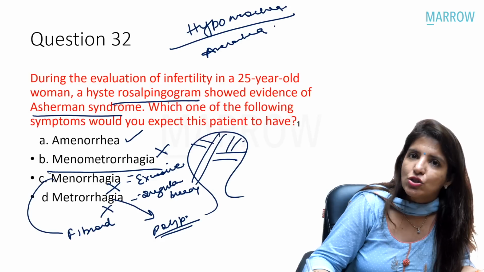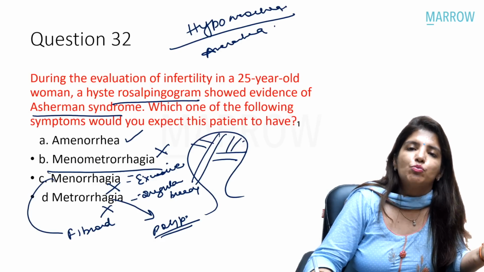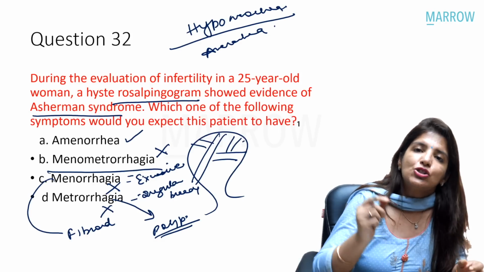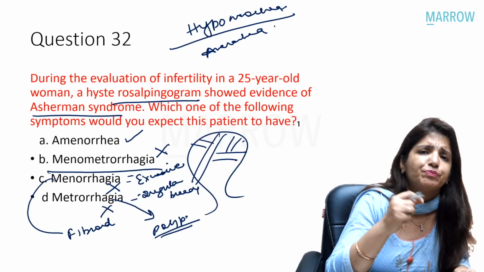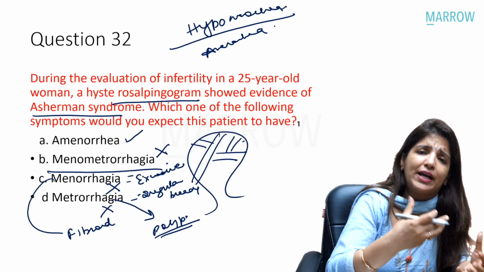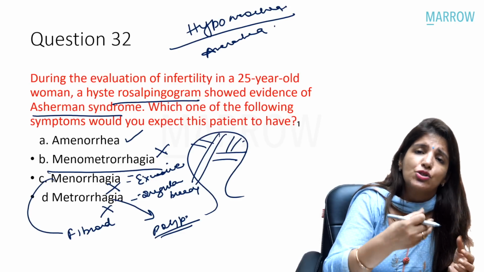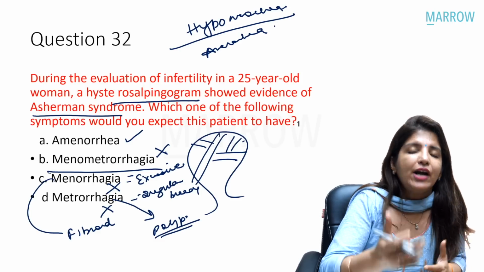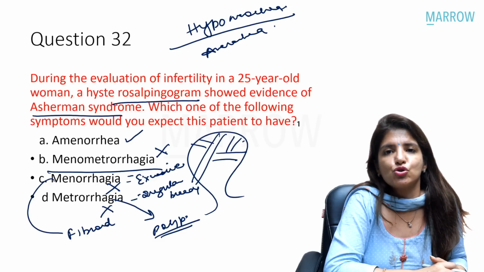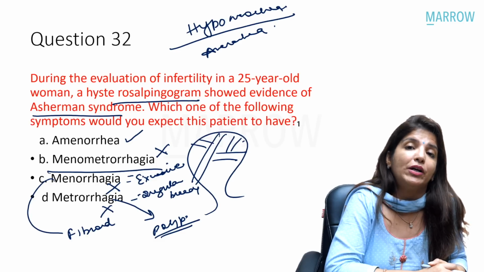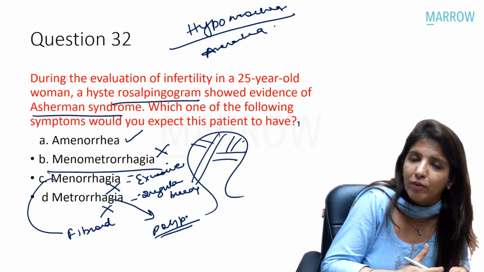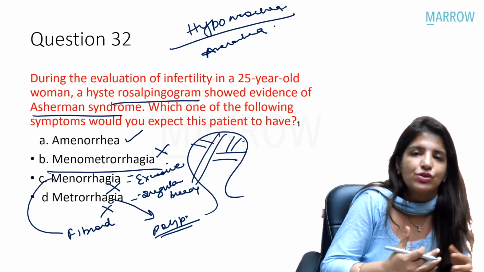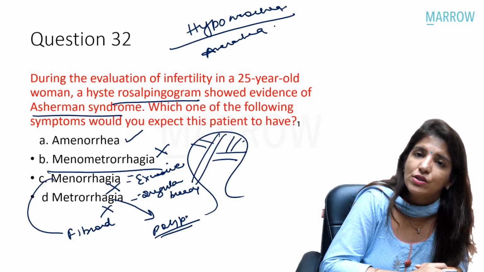How do you manage Asherman syndrome? You have to cut the adhesions by using a hysteroscope. So it is hysteroscopic adhesiolysis. Plus, you will have to insert an IUCD so that the adhesions do not form again, or you will have to insert a balloon catheter so that the adhesions do not happen again, and you will have to give estrogen and progesterone therapy to the patient because the endometrium is thin. I want to rebuild the endometrium, so I am going to give her estrogen and progesterone therapy. Right? So this is the complete management of Asherman syndrome.